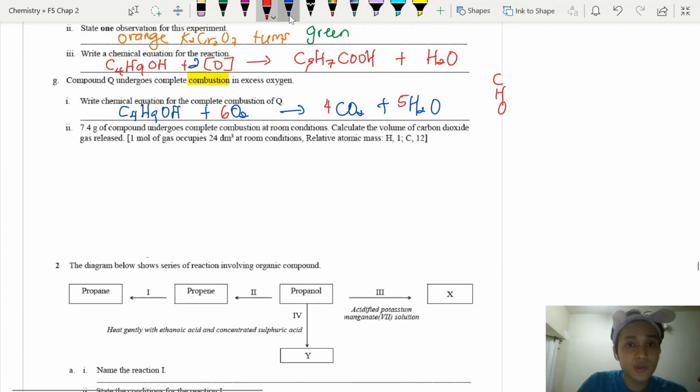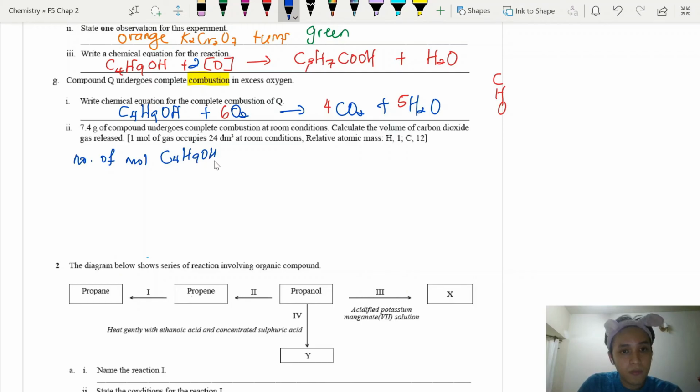Now the calculation. This one is in your Form 4, you should know how to do calculations. First step, always calculate the number of moles, and then based on the equation, find your ratio, and then calculate what they want. Compound Q undergoes complete combustion, calculate the volume of carbon dioxide gas released. So first we calculate the number of moles. Since they give me the mass of the alcohol, I'm going to use this 7.4 divided by molar mass.